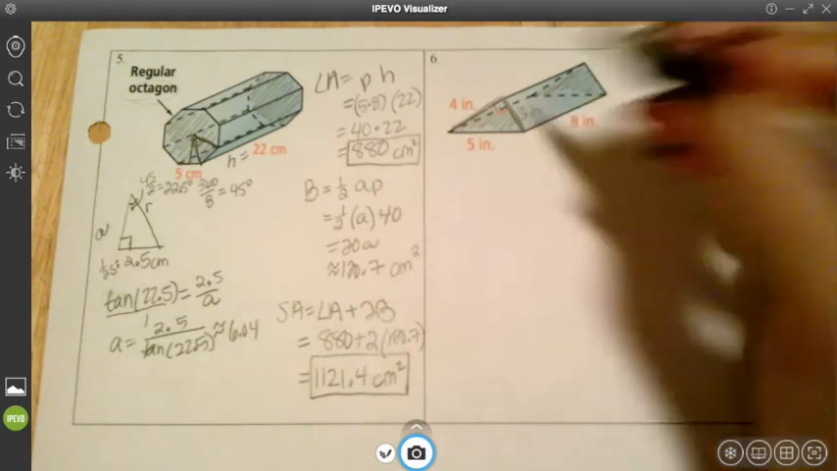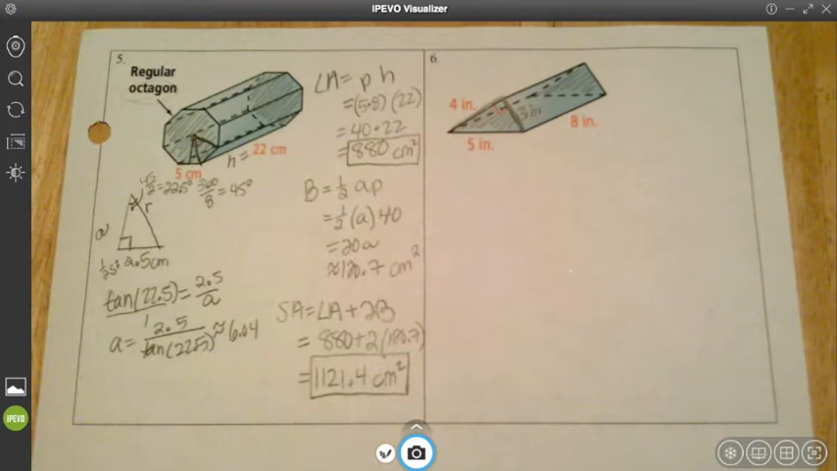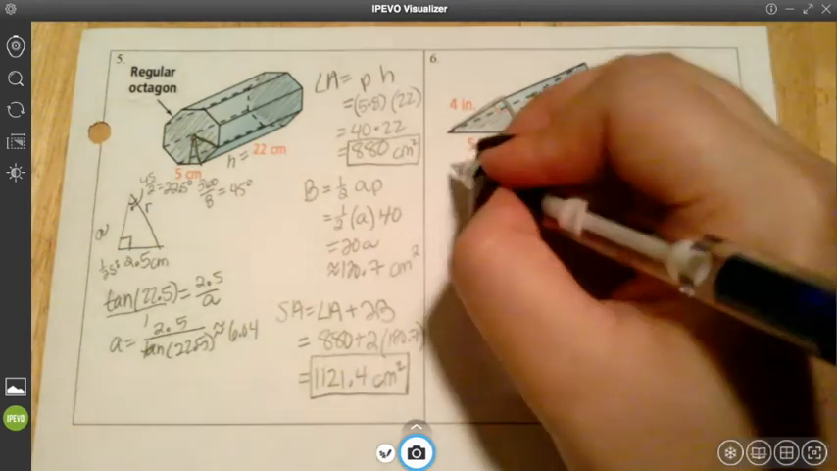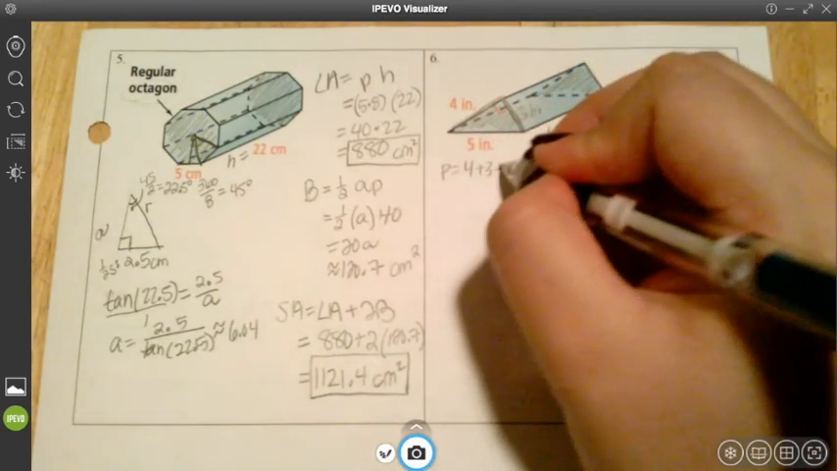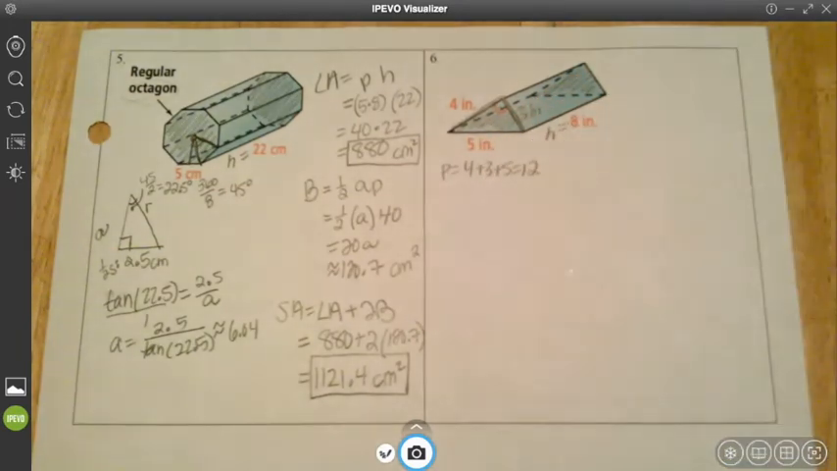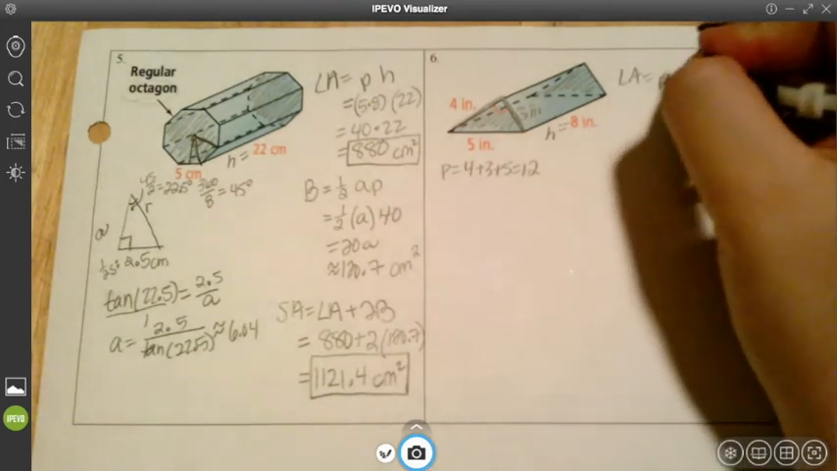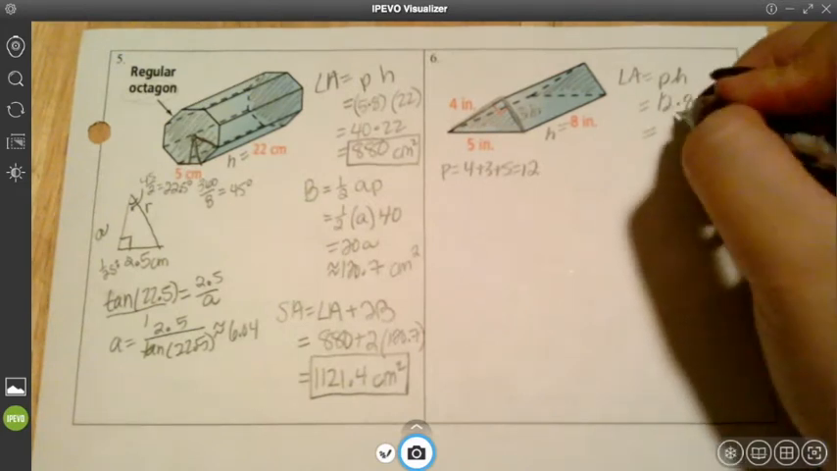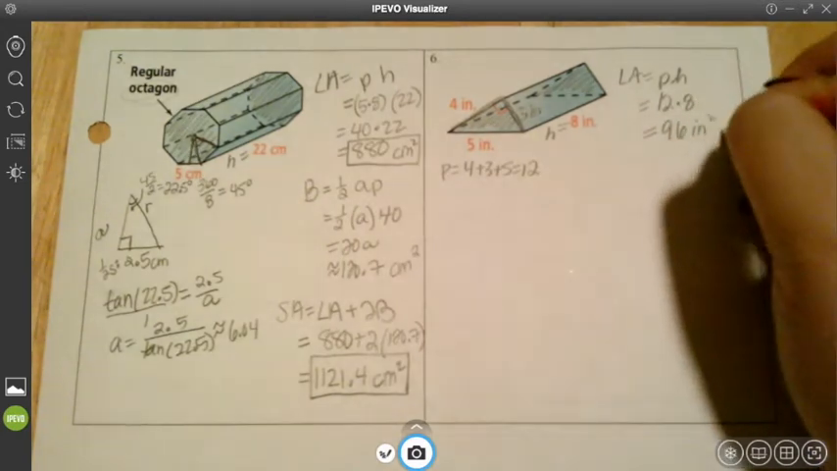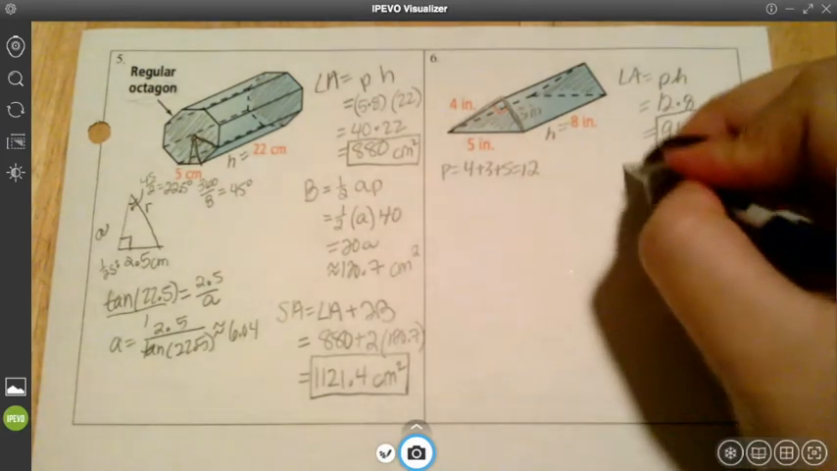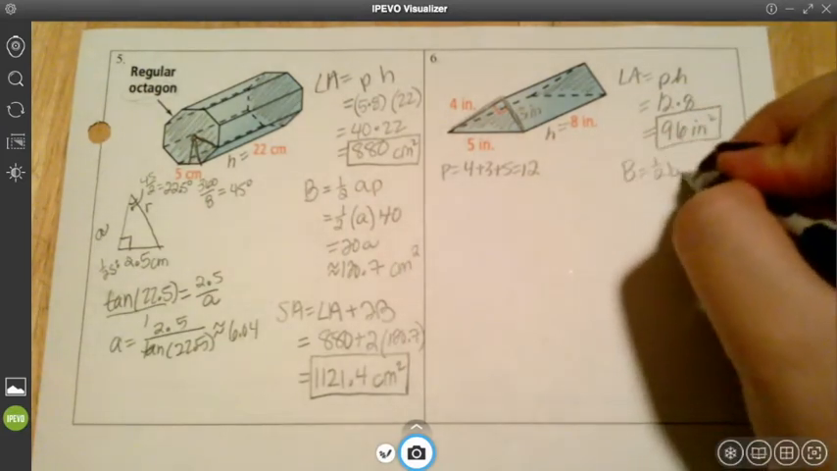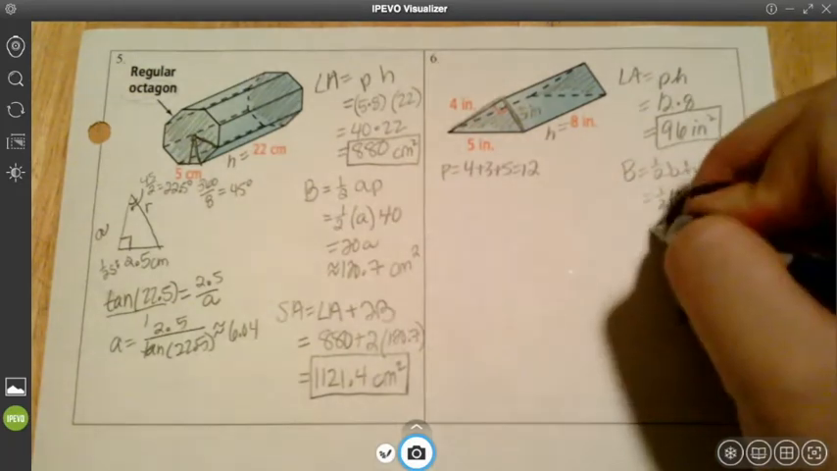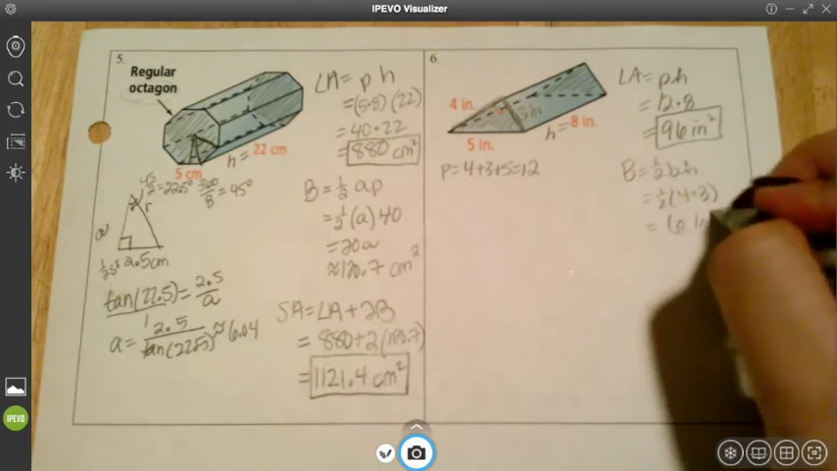Again, it is so helpful to know those Pythagorean triples, but if you don't, you can always use the Pythagorean theorem. That makes this our height. Perimeter, 4 plus 3 plus 5 is still 12. So our lateral area, perimeter times height, 12 times 8, which is 96 square inches. Area of a base, 1/2 base of the triangle times height of the triangle. That is 1/2 times 4 times 3, giving us 6 square inches.